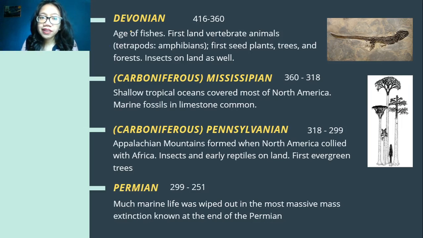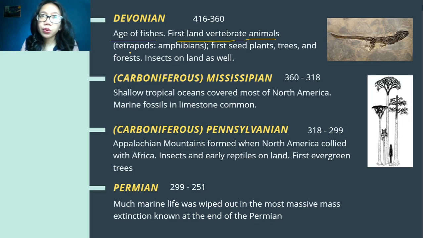Okay, so by Devonian, this is called the age of the fishes. Okay, so this is the formal formation of fishes. You have jaws, you have gills, you have fins with the vertebrate. Okay, so formal fishes, our fishes, came from the Devonian period. Then the first land vertebrate animals occupied the land.